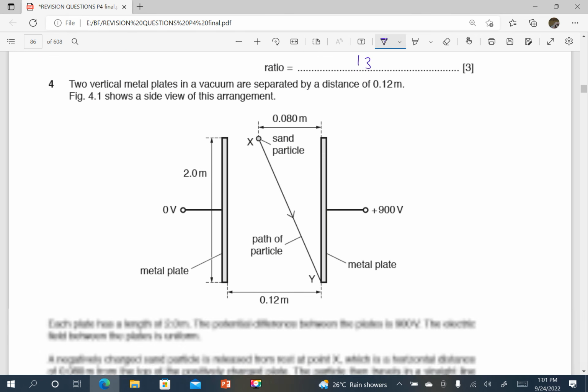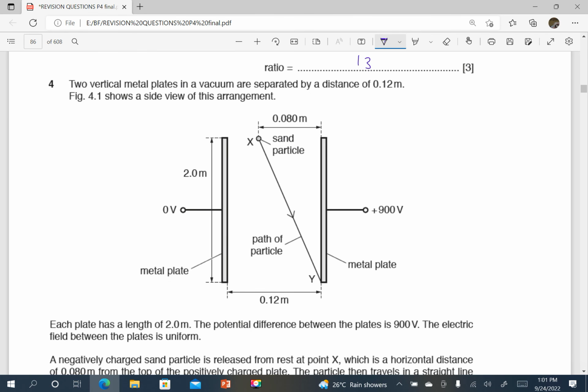Okay, last but not least, two vertical metal plates in a vacuum are separated by a distance of 0.12 meters. Each plate has a length of 2.0 meters. The potential difference between the plates is 900 volts.